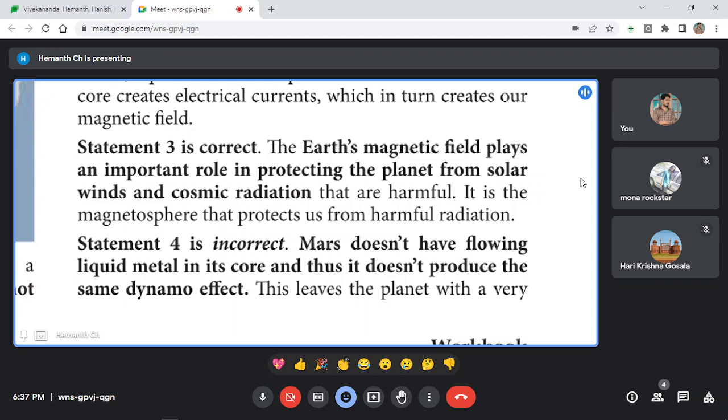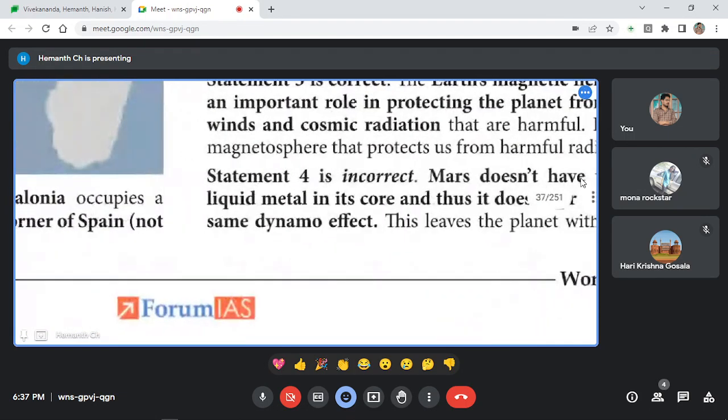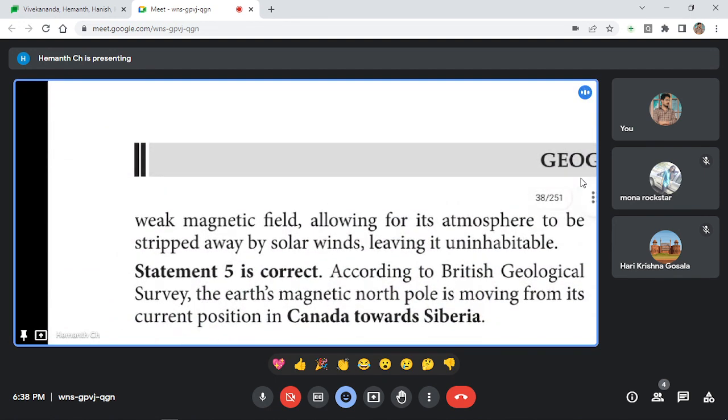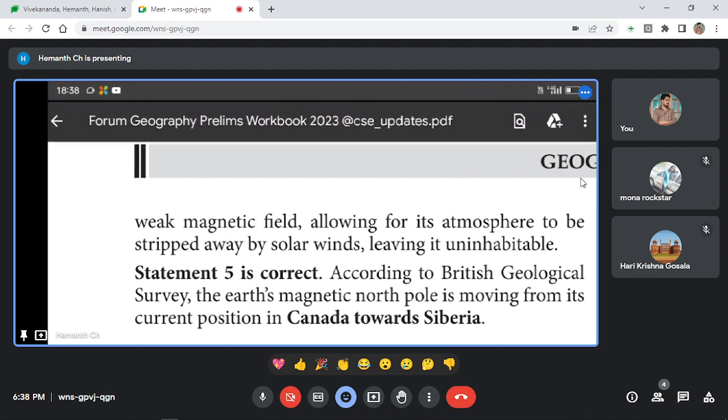Mars does not have a flowing liquid metal in its core, thus it does not produce the same dynamo effect. This leaves the planet with a very weak magnetic field, allowing its atmosphere to be stripped away by solar winds, leaving it uninhabitable. According to the British Geological Survey, the Earth's magnetic north pole is moving from its current position in Canada towards Siberia. Next.